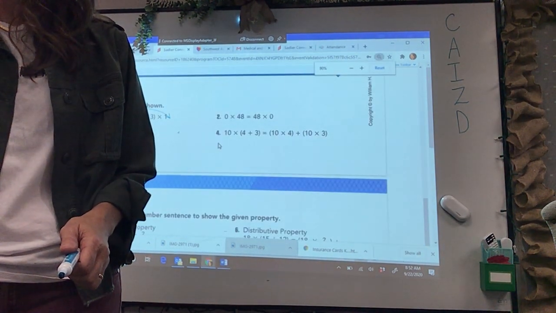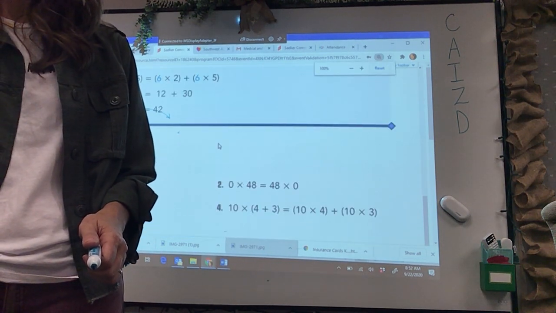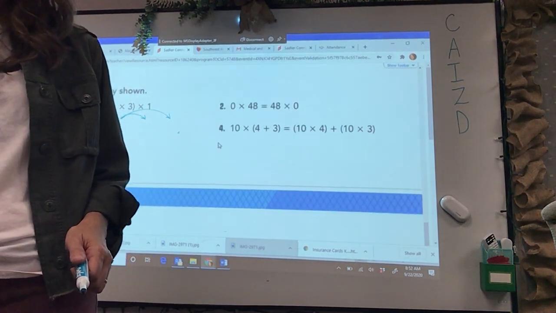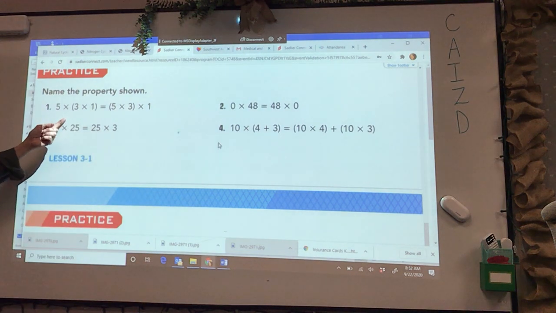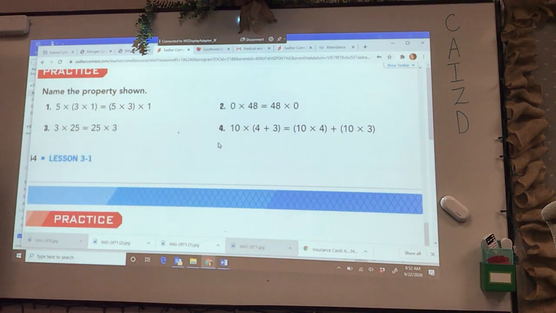Wait, let me make these a little bit smaller. Okay. Show me number 1. I'm going to put it way up here. Oh, yeah, I see. Number 1. Sorry, I'm writing the way I tried. Number 1, 5 times 3 times 1 equals 5 times 3 times 1.